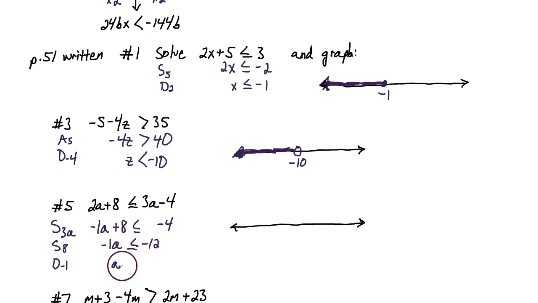When you divide by a negative number, what happens to that arrow symbol? It switches directions. And over here on the right, we get positive 12. So the answer is a is greater than or equal to 12. To graph that, put 12, do a closed in dot, and shade to the right.